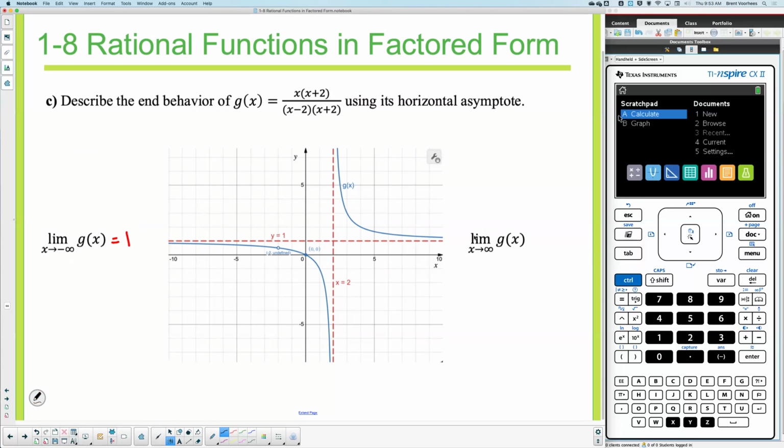Now, this end behavior says what happens to y as x approaches infinity. Translation: what happens to y as x approaches the far right? What happens to y as we go to the far right? Do I rise, fall, get flat, or come to a point? You get flat. What value do you get flat with? 1. And that's how you do the end behavior of a rational function.